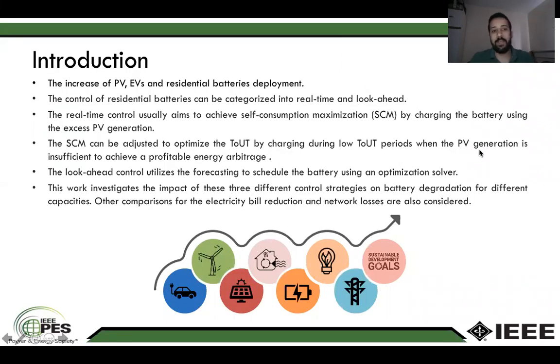As we all know, there is an increase in the deployment of low carbon technologies such as solar photovoltaics, electric vehicles, and residential batteries. Customers are getting attracted to residential batteries in order to maximize the PV self-consumption and self-sufficiency, especially with the ongoing reduction in renewable incentives such as the feed-in tariff and the suspension of these programs in different countries like the United Kingdom. So in this poster, we are investigating the impact of different control strategies on the degradation, as well as customers' profitability and on the network, represented in the losses.